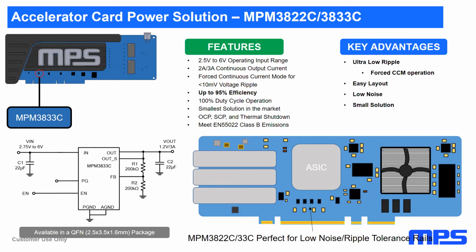And this allows us to meet the needs of accelerator cards, depending on their application. Their core compute device may have certain rails that need to be extremely low noise or low ripple that are lower current, maybe some transceiver rails, things like that. And these are a lower current solution for that.